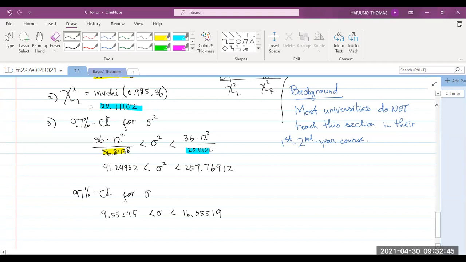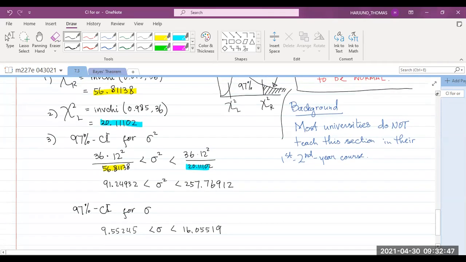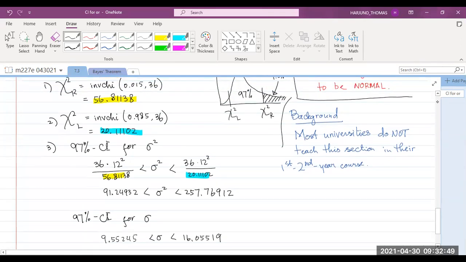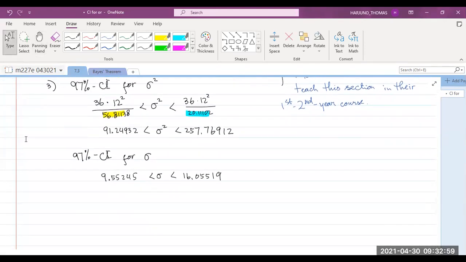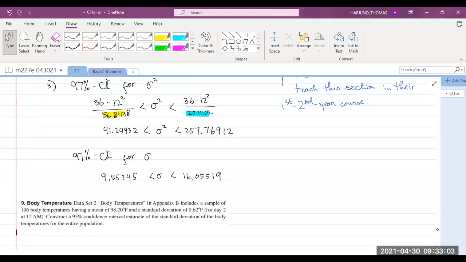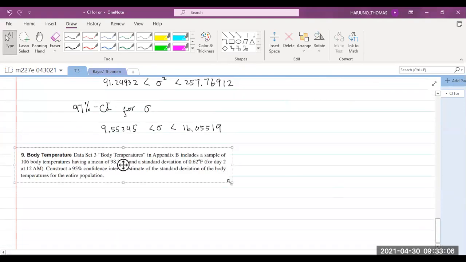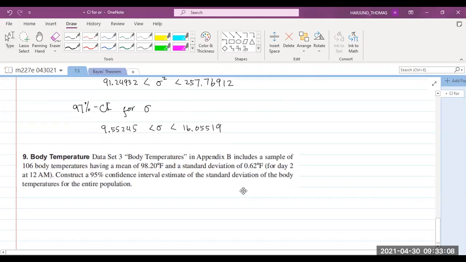Okay, you can check your work with mine. Now, once you are done with that, I would like you to do this problem from our textbook. Problem number 9, from our textbook.